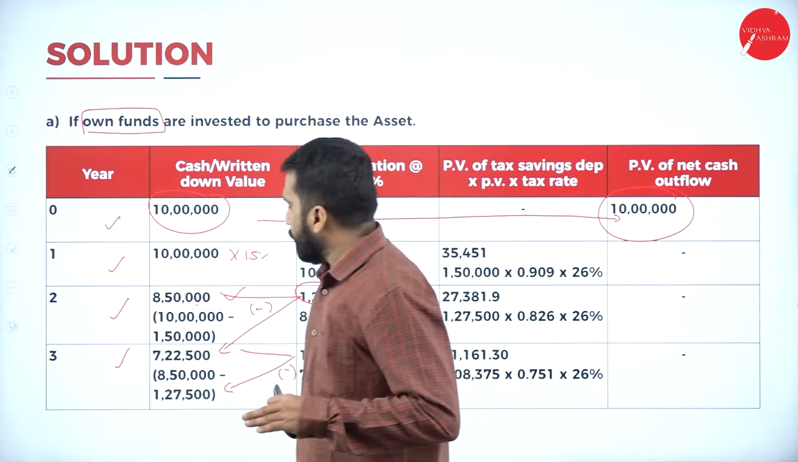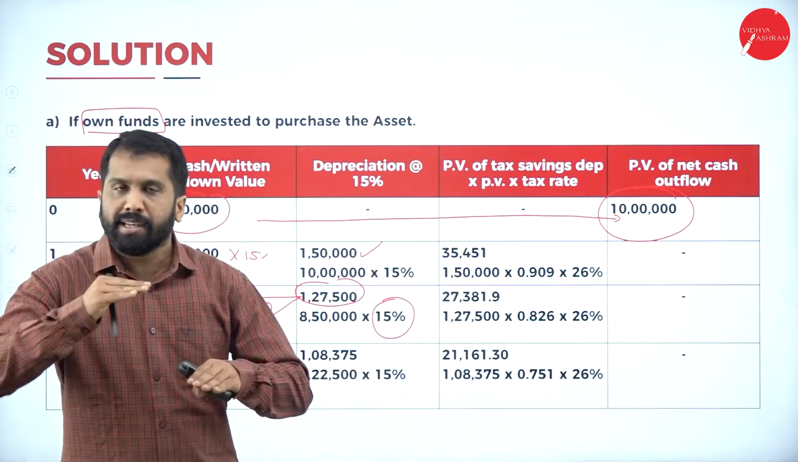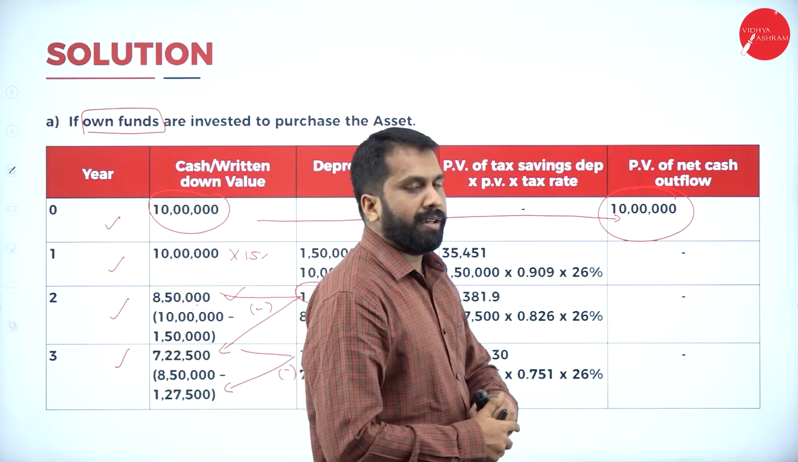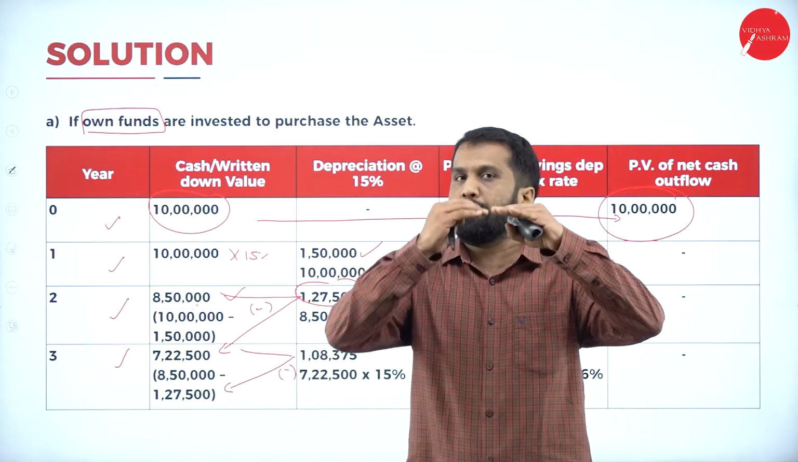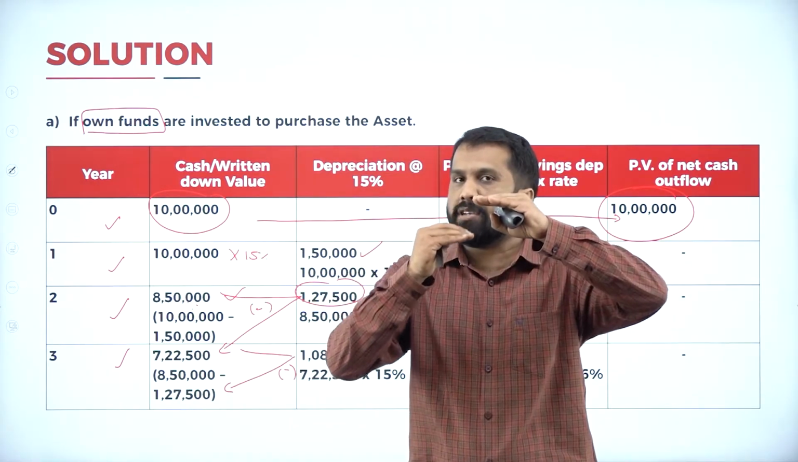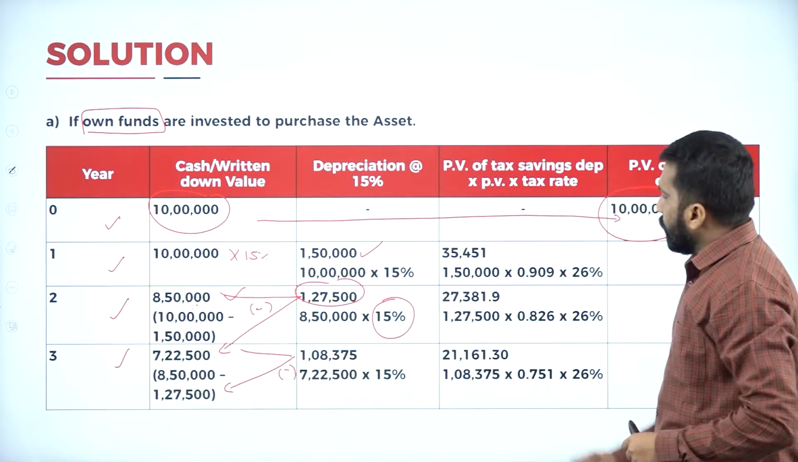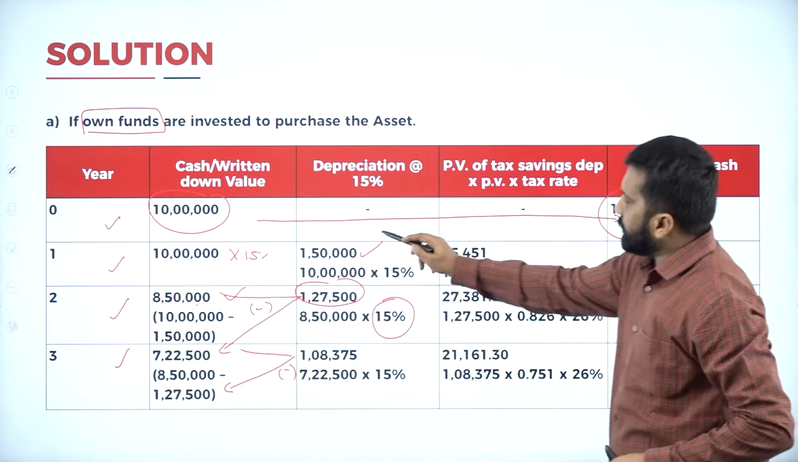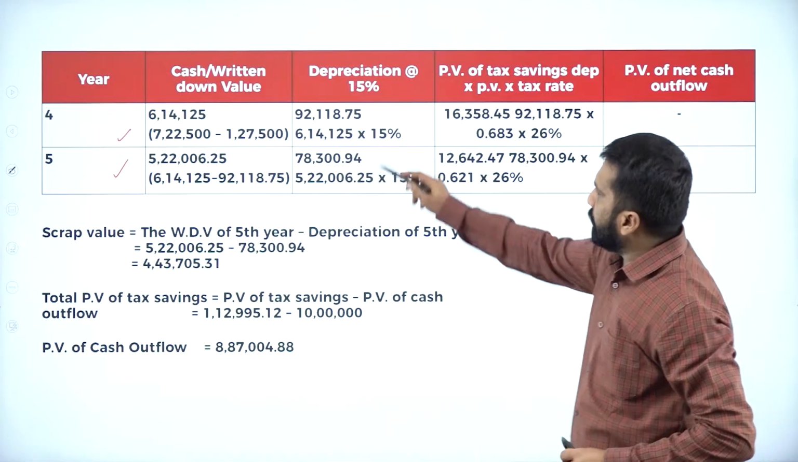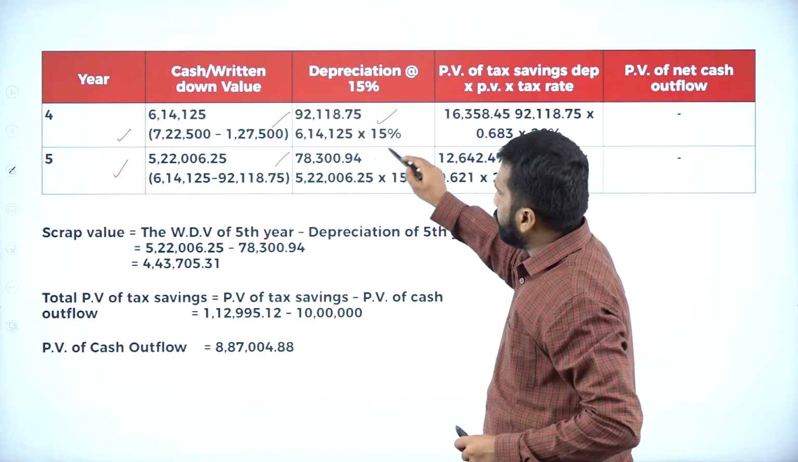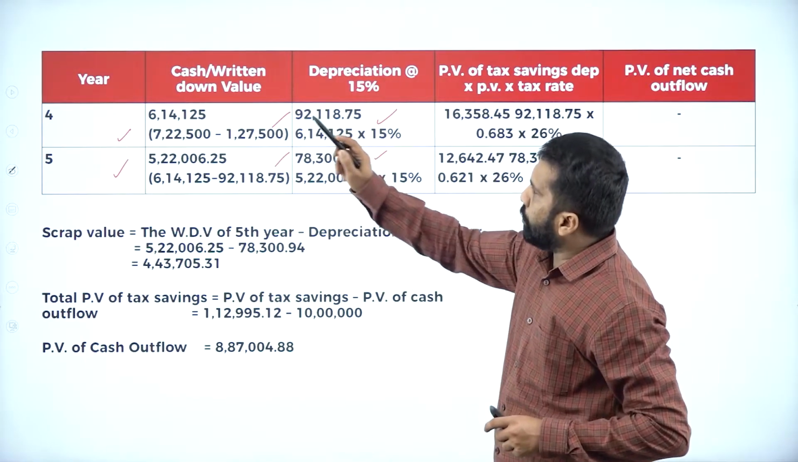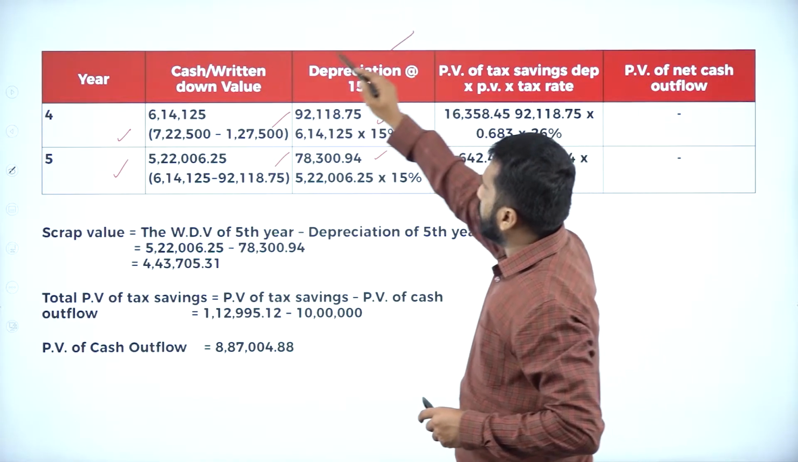So similarly, every year you are supposed to minus. If you minus, you will get your answer. Hope you are clear. WDV value in the sense, every year you are supposed to minus. These are the depreciation, and the 4th year and the 5th year. Hope you are clear with column 1, column 2, column 3.